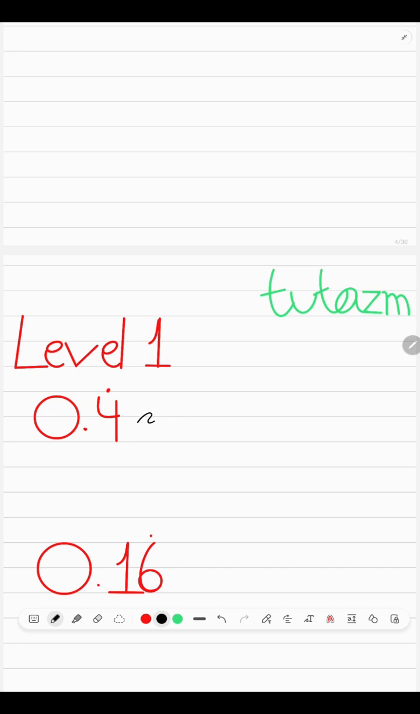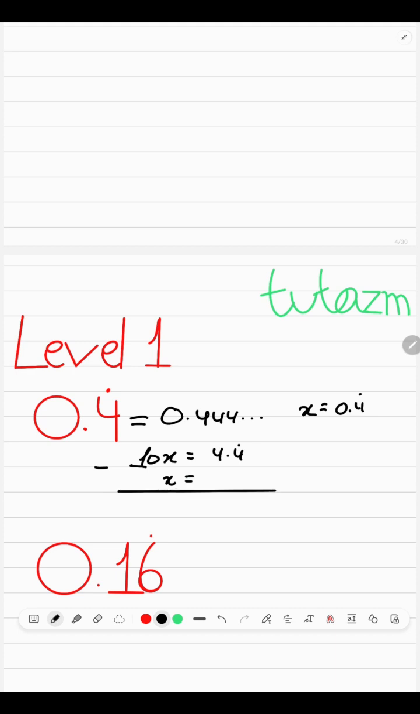So 0.4 recurring, we can rewrite that as 0.444 and that goes on forever. When we want to convert into a fraction, we need to use algebra. So we'll say x is equal to 0.4 recurring, right? So then we'll say 10x is equal to 4.4 recurring, and we'll take x away from that.